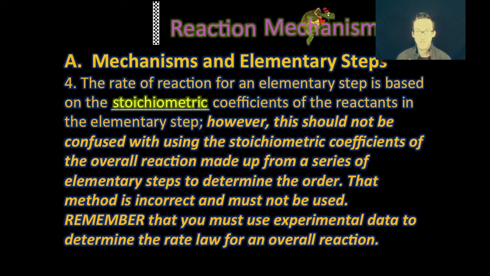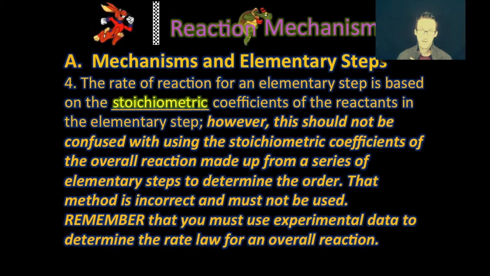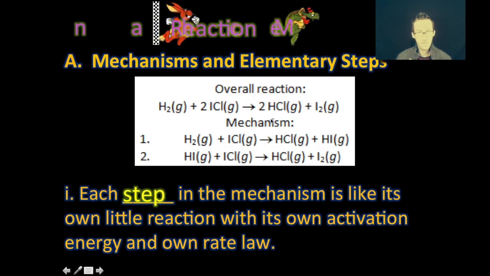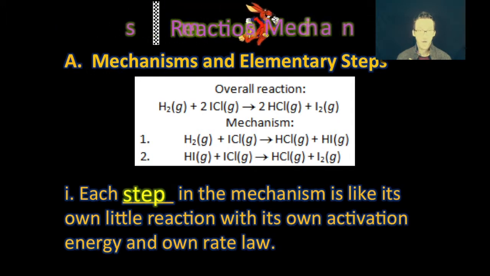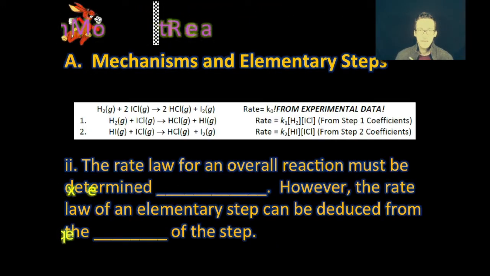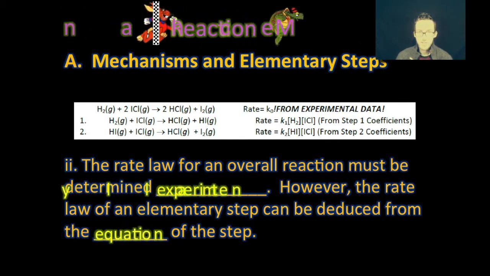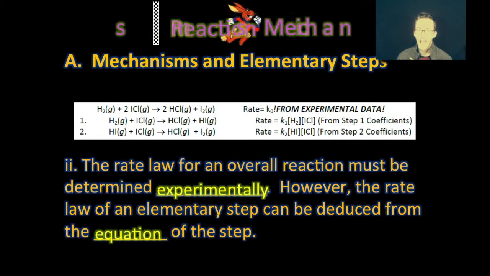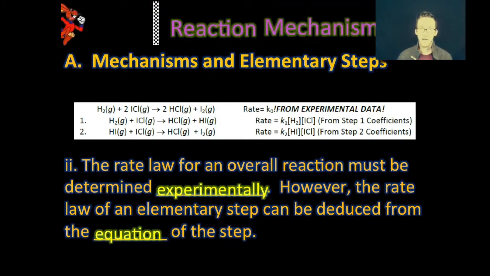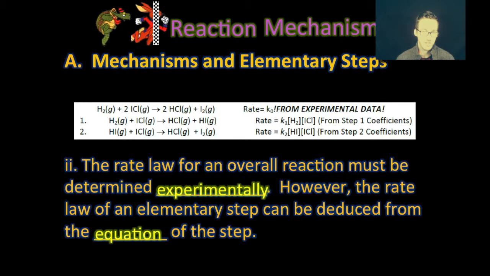Rate laws for the elementary steps can be done based on the stoichiometric coefficients, but only the elementary steps, not the rate law for the overall reaction. So each step in the mechanism, treat it like its own little reaction with its own activation energy and its own little rate law. And as you try to determine the rate law for an overall reaction, you have to determine that from experimental data, where you set up a series of reactions where you vary the concentrations to see how the rate changes based on that change in concentration.